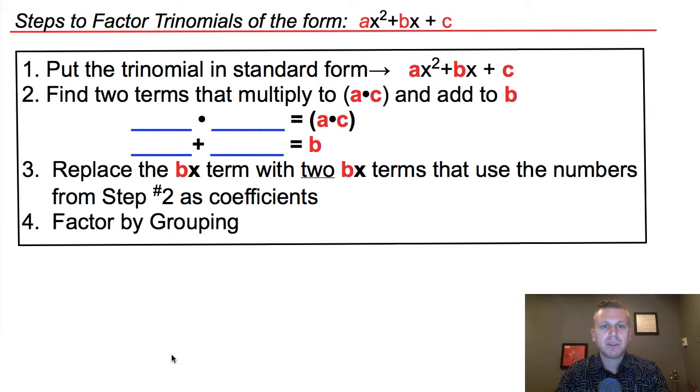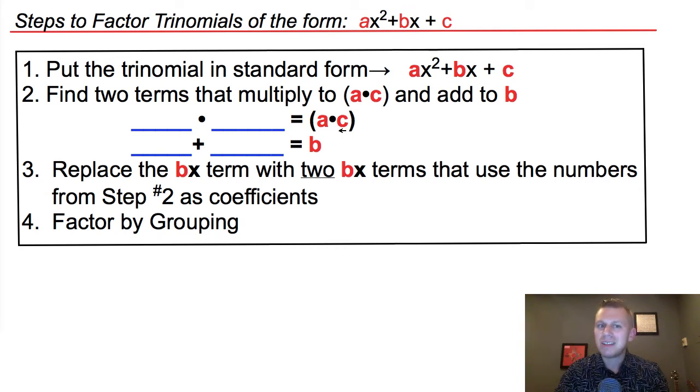First step is to put the trinomial in standard form, meaning your x squared term should be first, followed by your bx term, followed by the constant. The next step is kind of similar to what we've done in the past. You want to find two terms that multiply to a times c and two terms that add to b. Now in the past, we had found two terms that multiplied to c. Well, what you were really doing in the past was actually finding two terms that multiplied to a times c, like we'll do now, but the a term was always 1. So it's kind of what you've been doing.